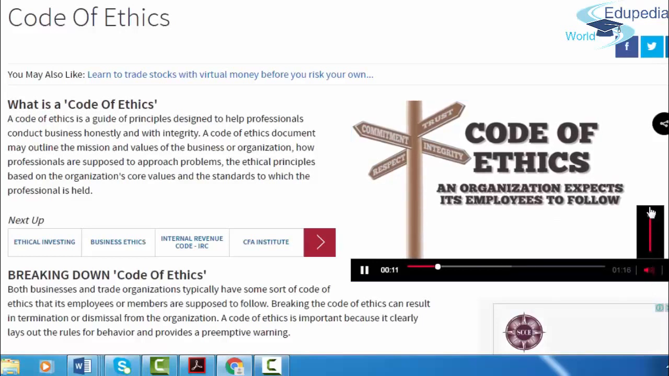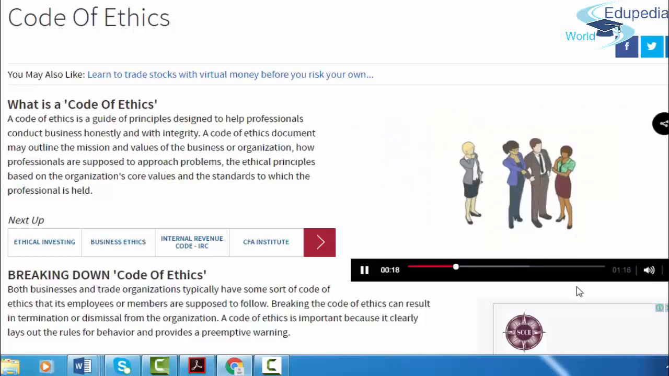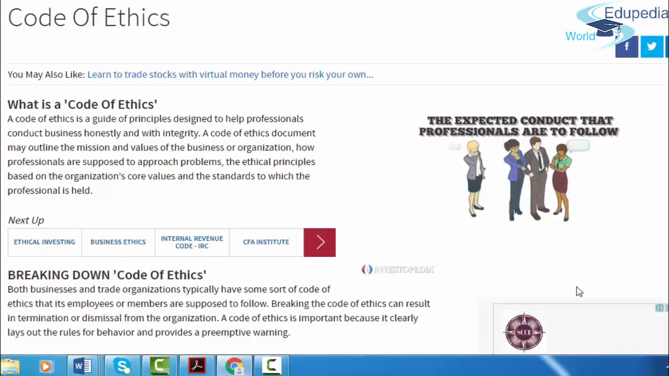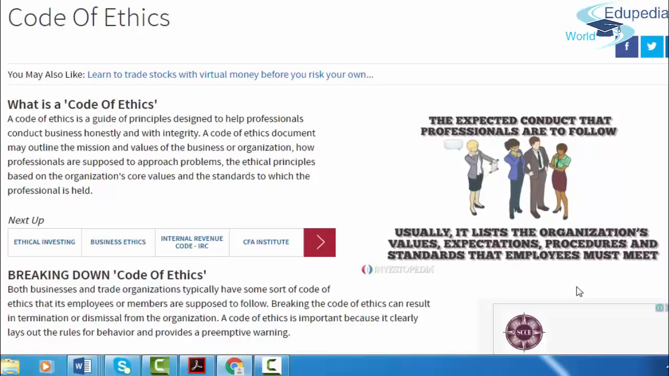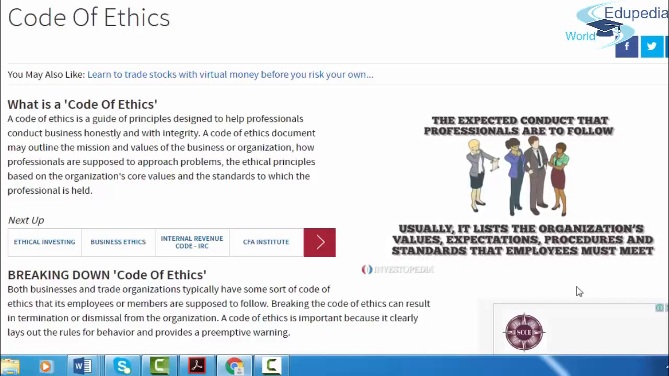A code of ethics is what an organization expects its employees to follow. These codes are important to organizations because they lay out the accepted rules for behavior. A code of ethics provides the expected conduct that professionals are to follow in their day-to-day behavior. It guides employees on how to deal with problems or difficult challenges. Usually, it lists the organization's values, expectations, procedures, and standards that employees must meet.